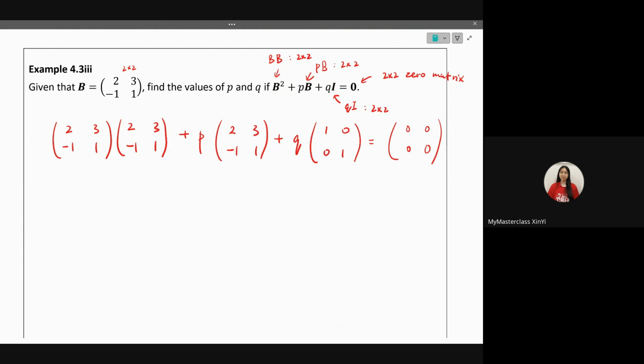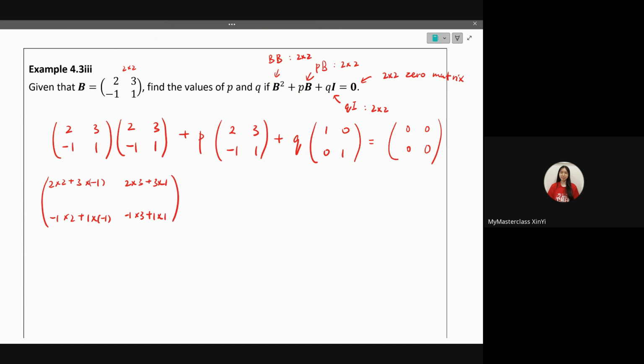Once you have this, let's try to solve it. Always start with matrix multiplication first. So over here, you would have 2 times 2 plus 3 times negative 1. 2 times 3 plus 3 times 1. Negative 1 times 2 plus 1 times negative 1. Negative 1 times 3 plus 1 times 1.